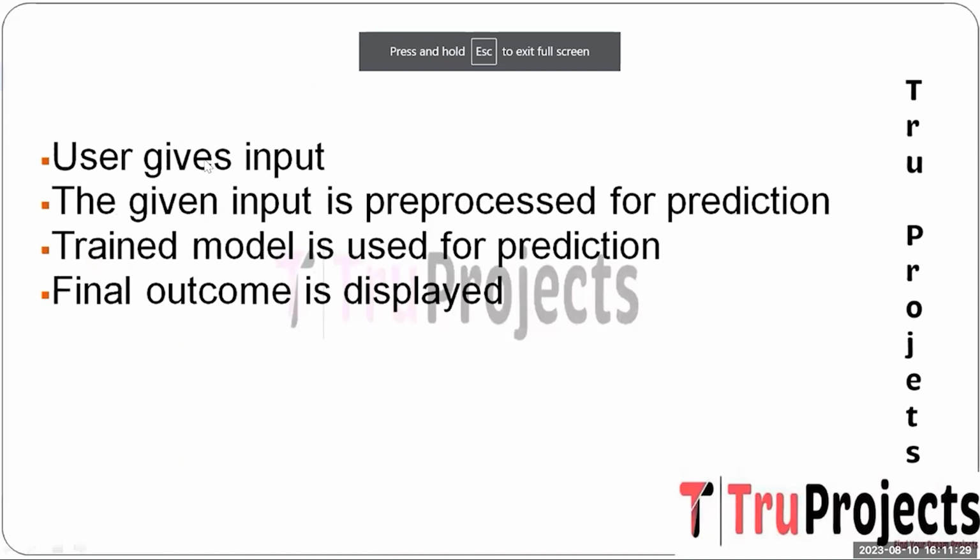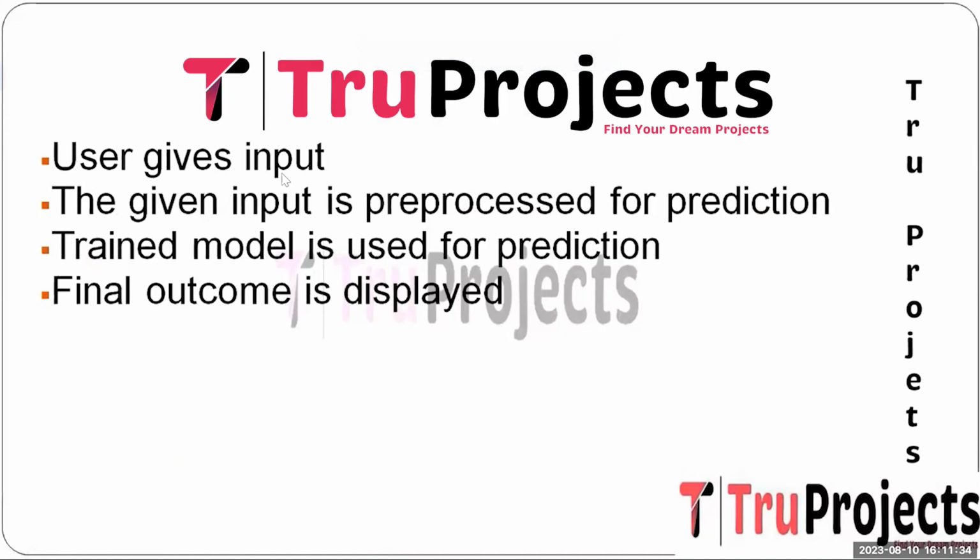And the next step is user gives the input. Here we used Flask as a web framework where the user provides the input, which includes the Alzheimer's disease diagnosis. Here we are giving the input in the form of an image. And the next one is the given input is pre-processed for prediction. The provided user input undergoes pre-processing similar to the training data, ensuring compatibility with the trained model.